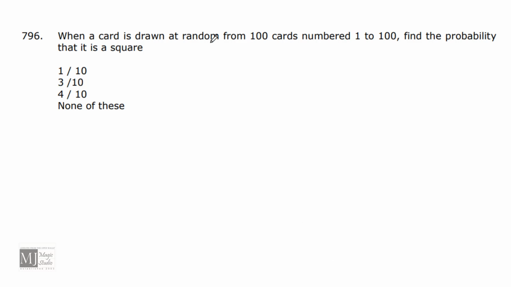When a card is drawn at random from 100 cards numbered 1 to 100, find the probability that it is a square. Number should be a square. So how many numbers do we have between 1 to 100, including both 1 and 100, which are square? We know that we have got 10 of such numbers, isn't it?